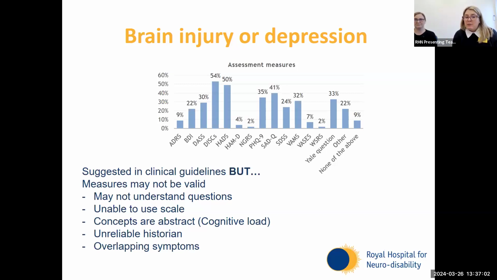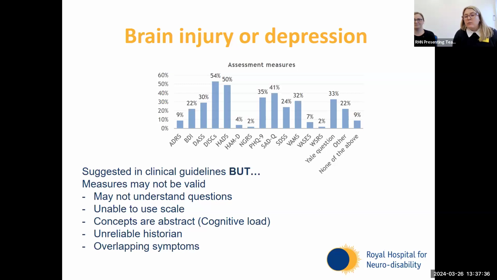So measures might not be valid. They may not understand the questions they're being asked. The patient might be unable to use the scale due to the cognitive load of it. The concept of asking somebody about mood is quite abstract, and some of the tools that are designed are even more abstract. So if you're asking a patient to consider mood, depression, and also you're asking them to then turn that into how dark is the circle that represents depression, that's quite abstract. That's quite challenging to do.